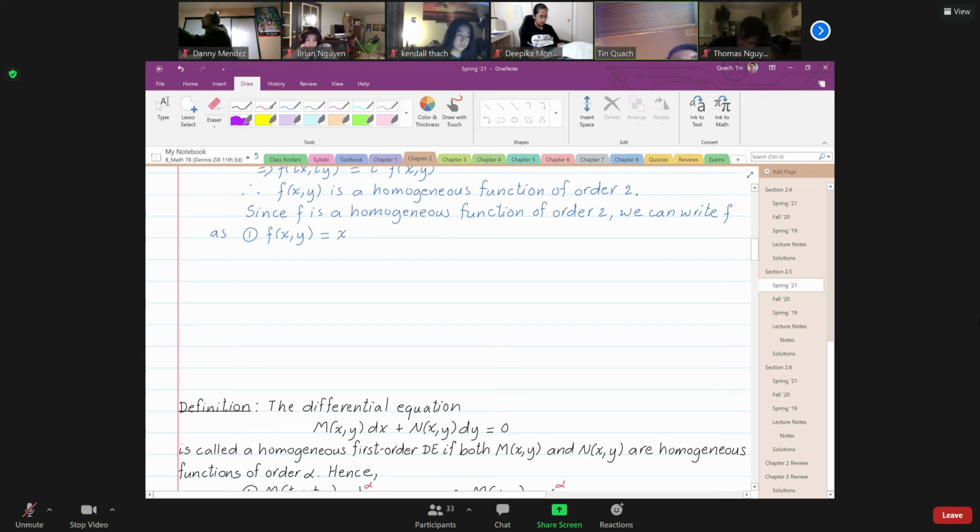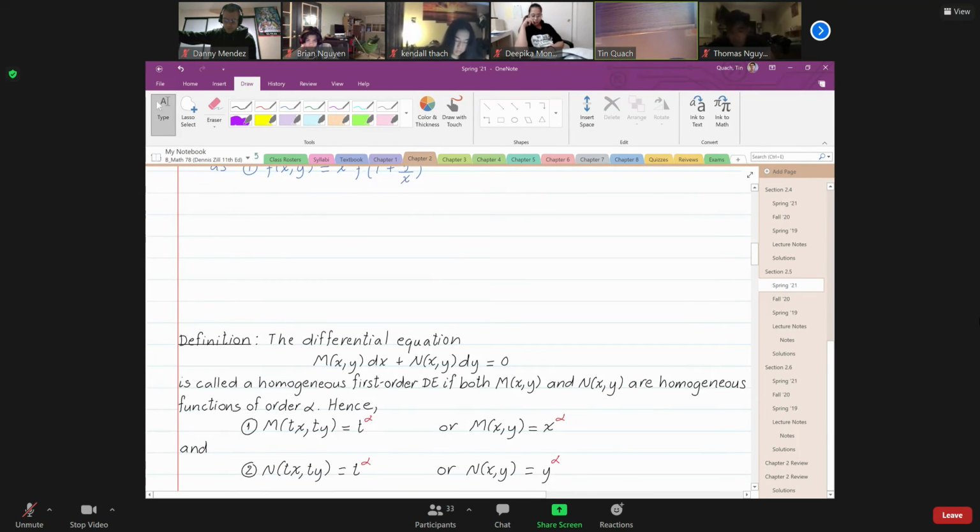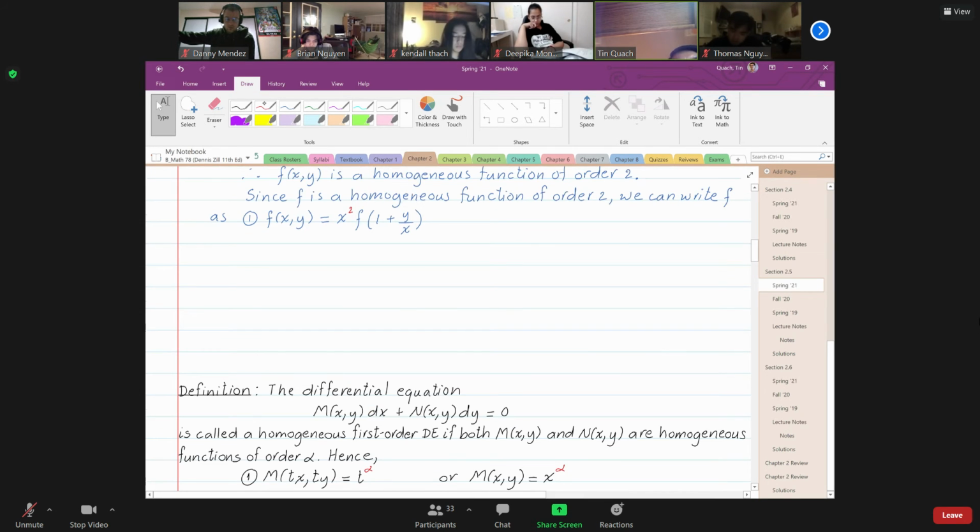We can factor out x, and it is of order 2, so that's x squared, and then on the inside it's like that. So how do you know that you can write this like that? How do you know that these two are equal? All right, let's find out.